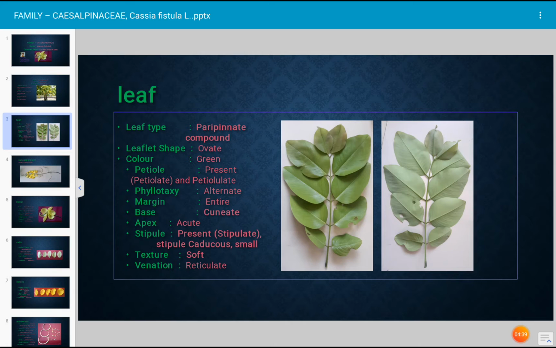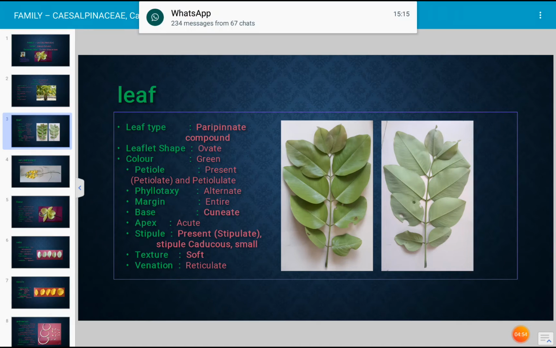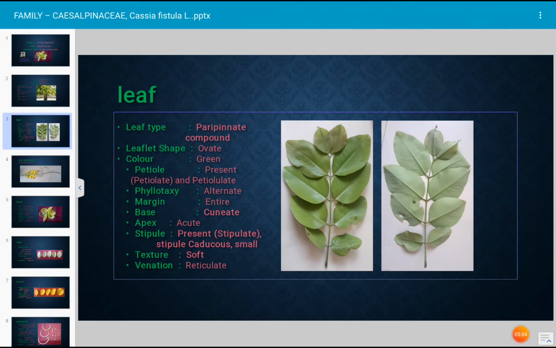The margin of the leaflet is entire because it is continuous. And how is the base? The base of the leaf is wedge shaped, cuneate or round, and the apex is bluntly, slightly acute. A stipule is present at the base of the leaf. The stipule is a small leafy structure occurring at the base of the leaf. That leaf is described as a stipulate leaf.